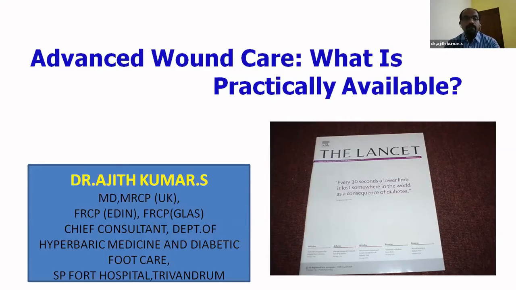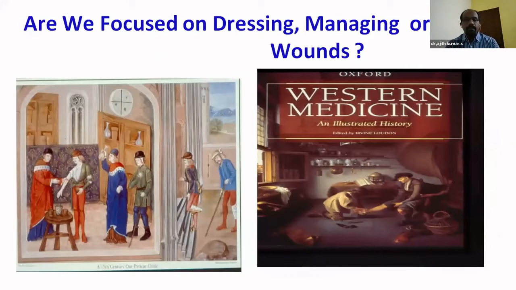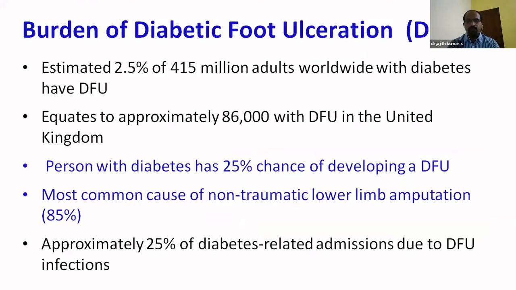The famous article which came out about 10 or 15 years back in Lancet says that every 30 seconds a limb is lost somewhere in the world as a consequence of diabetes. It shows the magnitude of diabetic foot issues. So when we come across a diabetic foot, if our focus is only on dressing the wound, managing it, or healing it, then we are going in the wrong direction. We have to be careful that we should focus on the prevention of diabetic foot ulcers also.